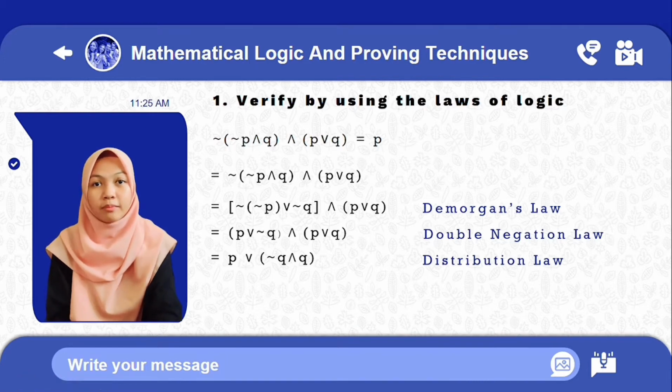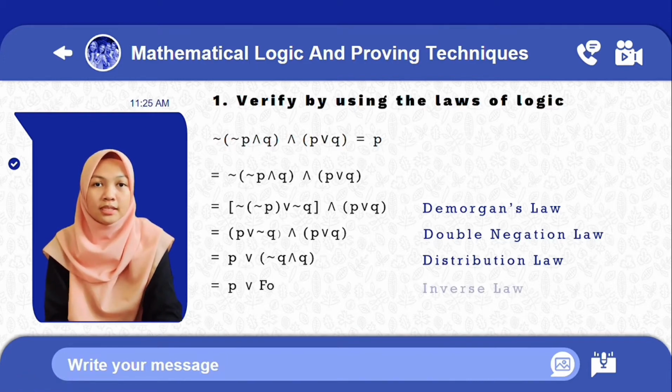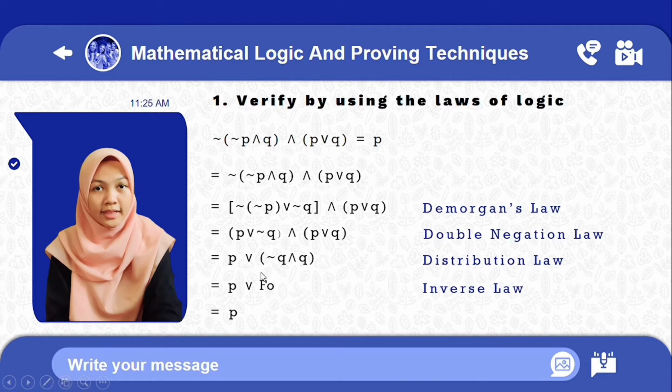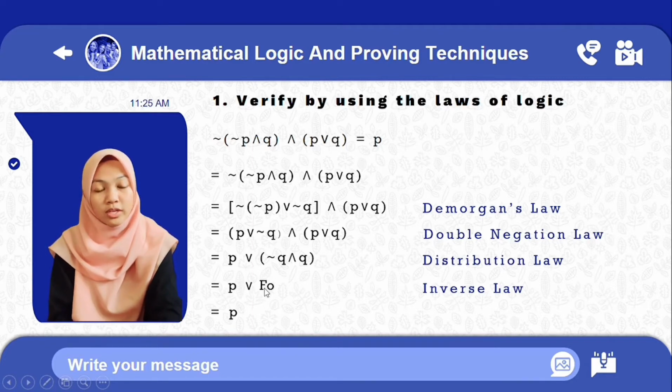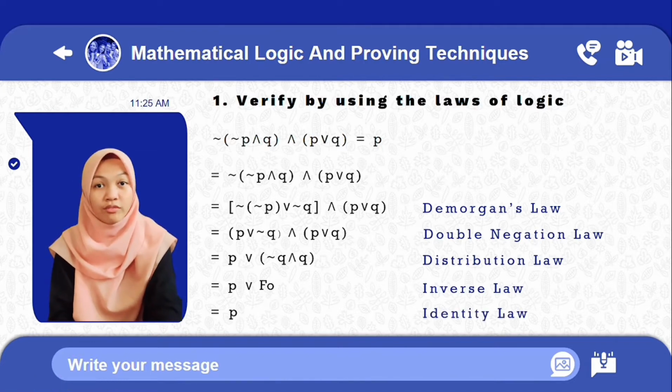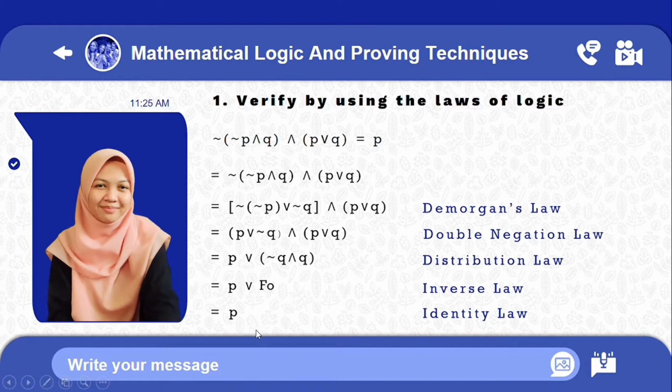What is the next step? Okay, we can use the inverse law, that is negation Q and Q. It would be a contradiction, and as we know, if there is P or contradiction, we can write P using the identity law. So the final answer is P.